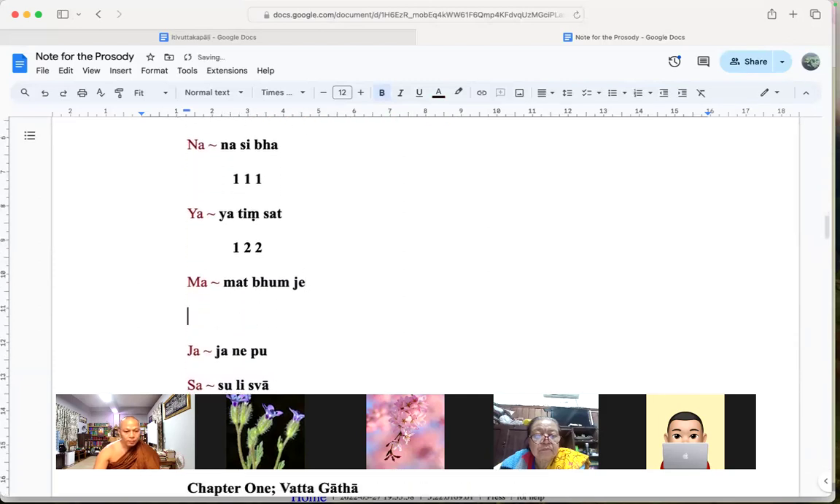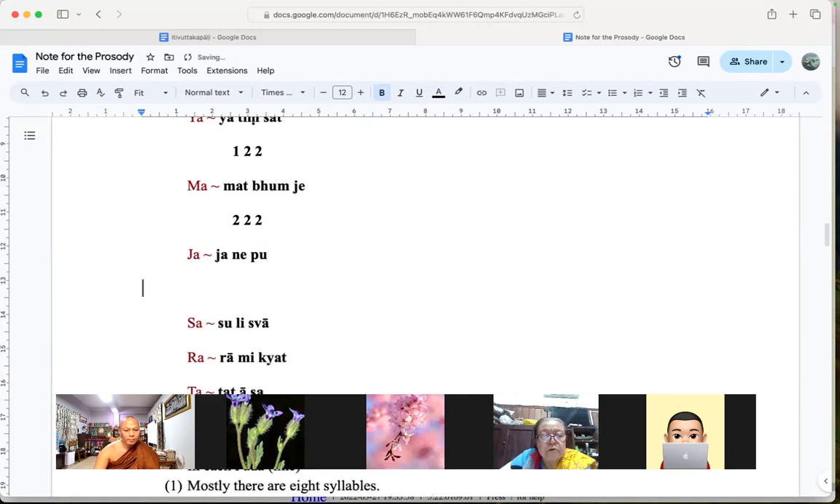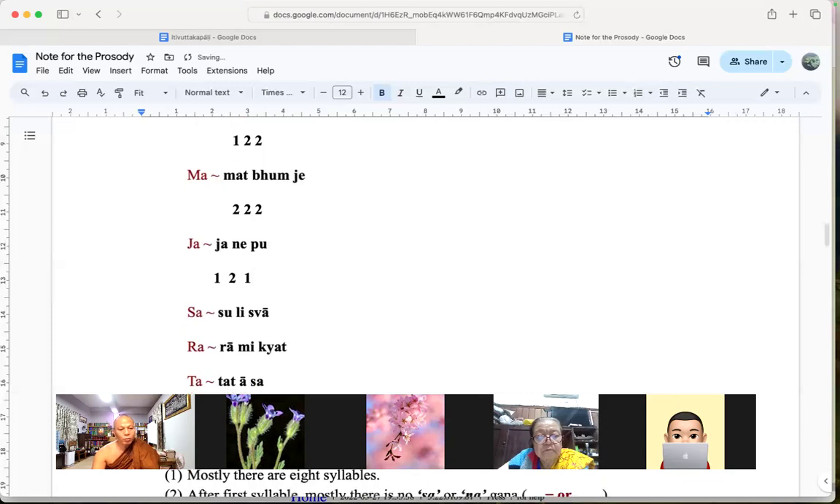The same way for the Magana. Ma is Mat, and Mat means 2, and Bow also 2, Ja also 2. And the Janebu: Ja means 1, Ne means 2, Bu means 1. So 1, 2, 1.